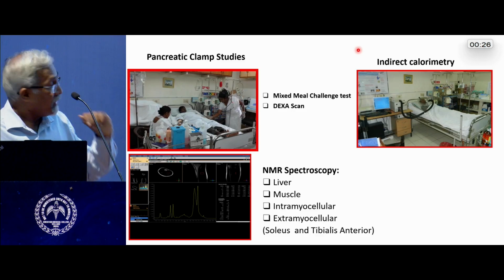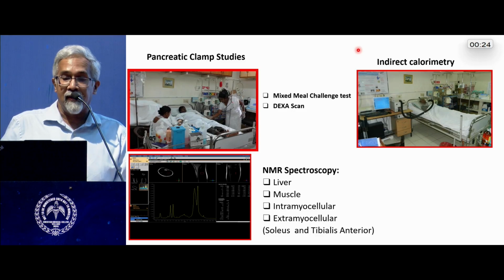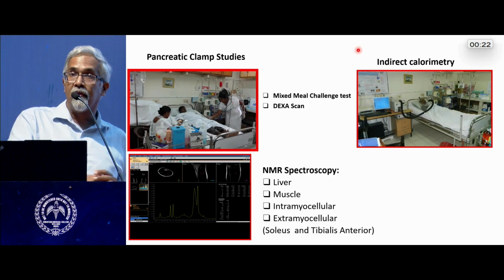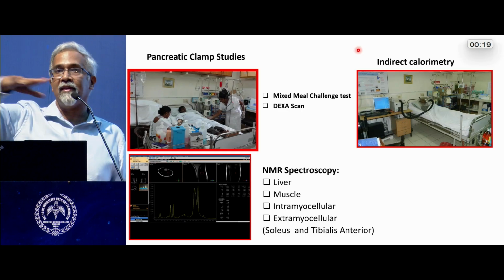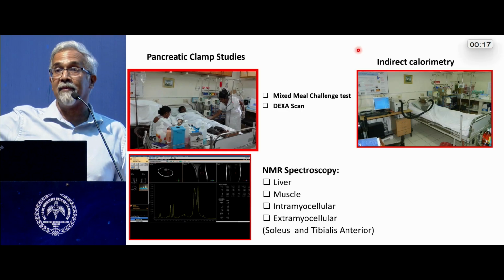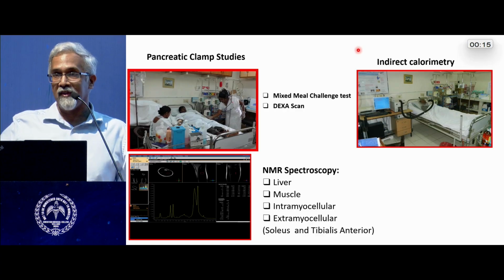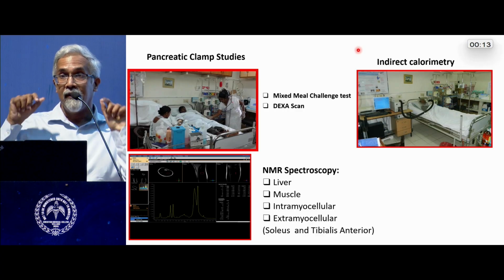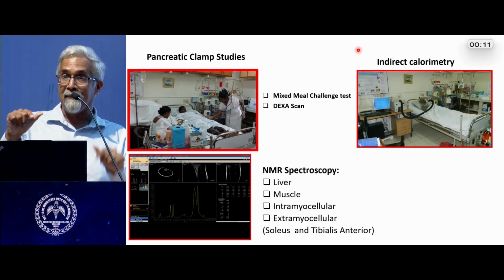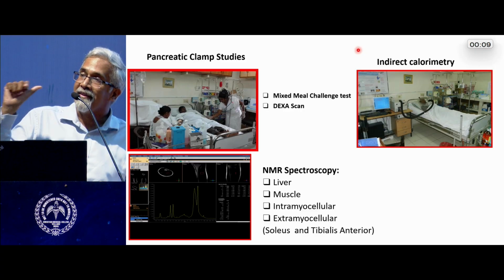Now these are called pancreatic clamp studies. They are very intensive studies. We need to have good glucose control, and then we clamp the glucose levels. We keep the glucose levels at 90 milligrams per deciliter for a period of almost 6 hours. It's a very challenging thing when you infuse glucose and insulin at the same time. And they'll tell you about insulin sensitivity.